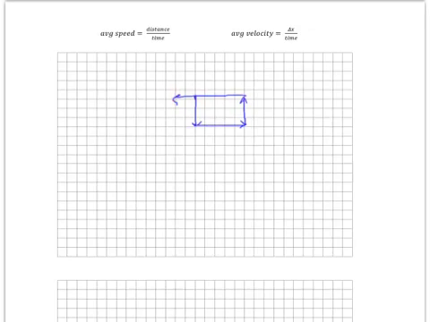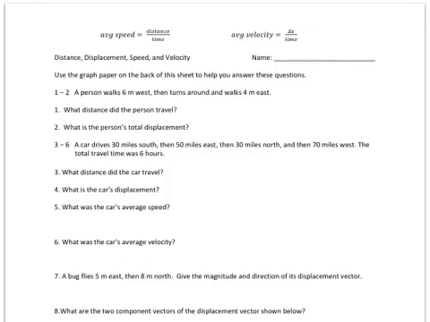So let's go back and answer those questions. What is the distance the car traveled? Now remember, distance is a scalar, and all we had to do is add up the values. So it went 30 miles south, then it went 50 miles east, then it went 30 miles north, then it went 70 miles west. I don't care about the directions. What I get is 180 miles is the distance that was traveled.